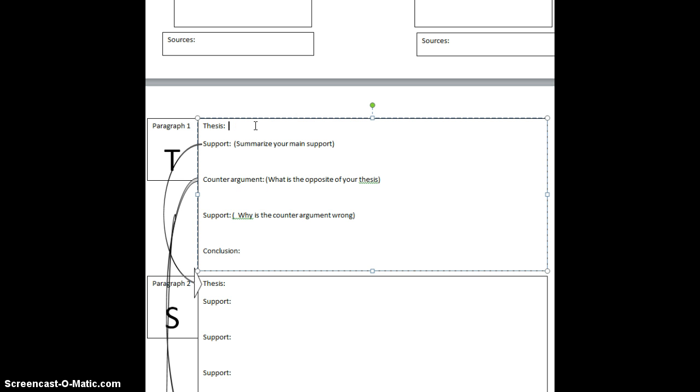So if your thesis is, I agree with whatever the law is, your counter argument better be that some people disagree with whatever the law is. And then tell me why they're wrong.